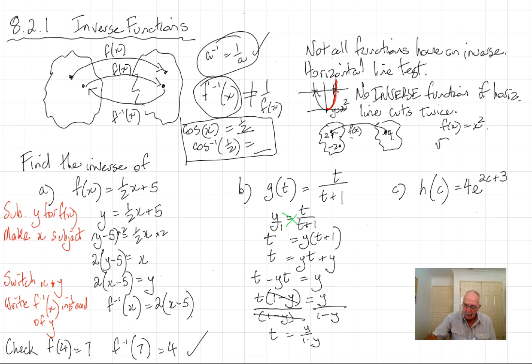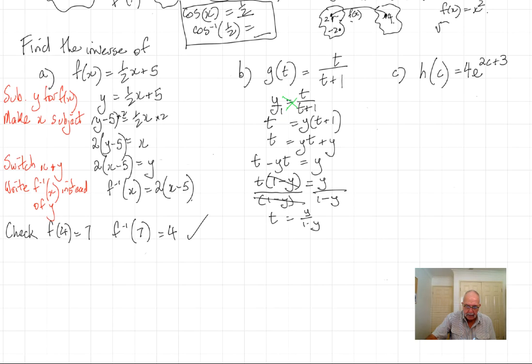My next step is to, if I just scroll down a little tad here, next step is to switch x and y. So that's t and y. So I get y equals t over 1 minus t. And then finally, we've got g of t, so I'm going to write g to the negative 1 of t equals t over 1 minus t.